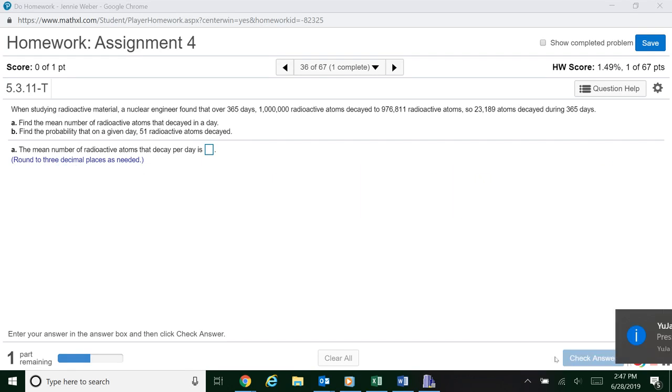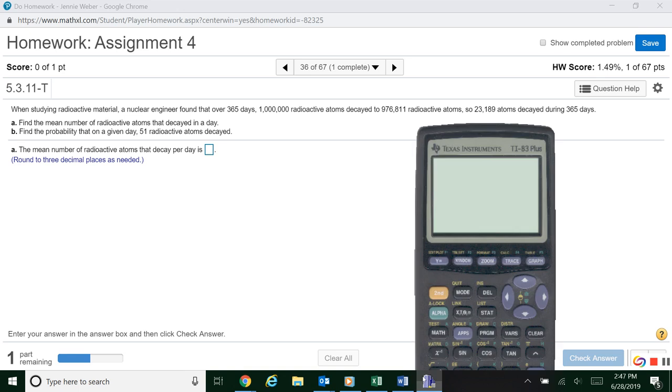Okay, so when studying radioactive material, a nuclear engineer found that over 365 days, 1 million radioactive atoms decayed to 976,811. So 23,189 decayed during the 365 days. Find the mean number of radioactive atoms that decayed in a day.